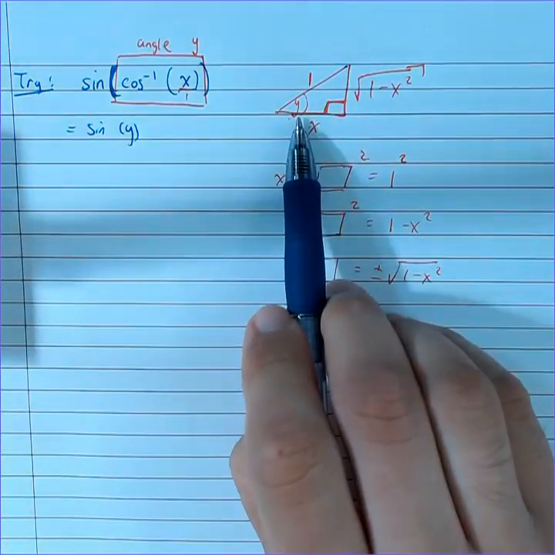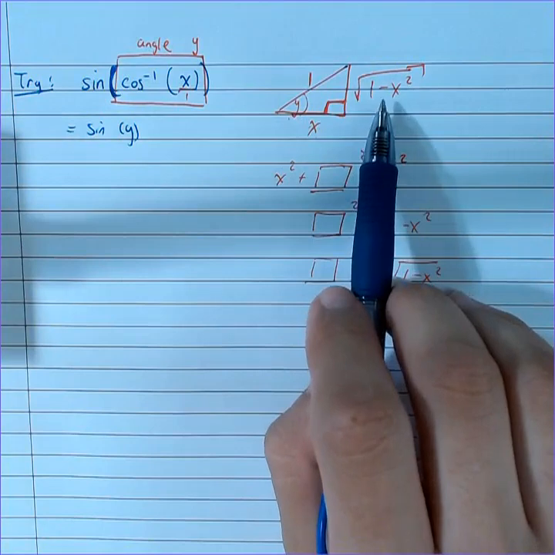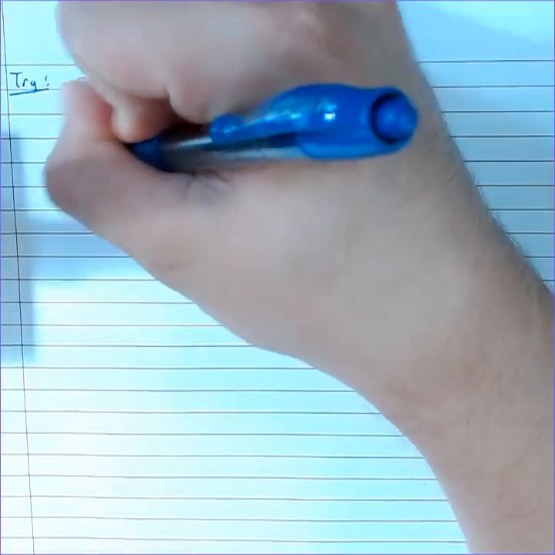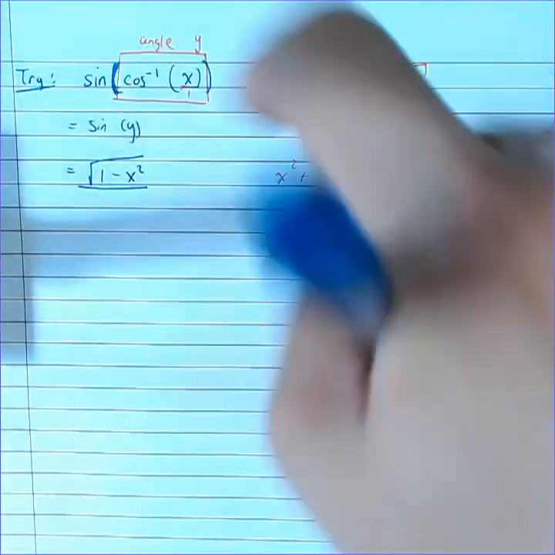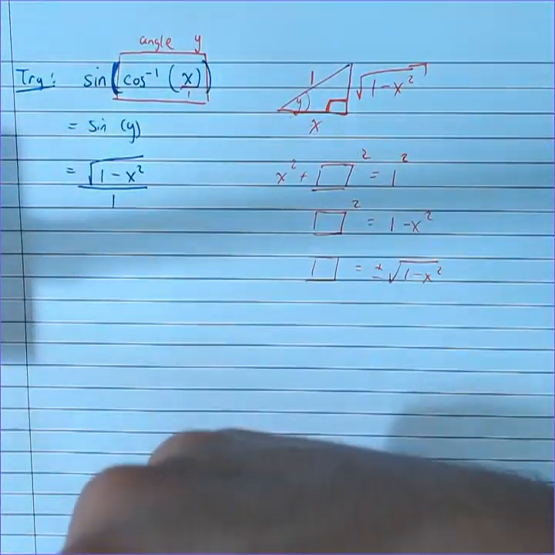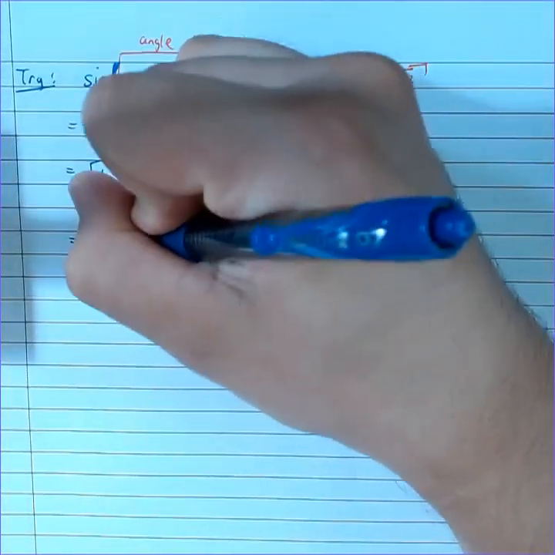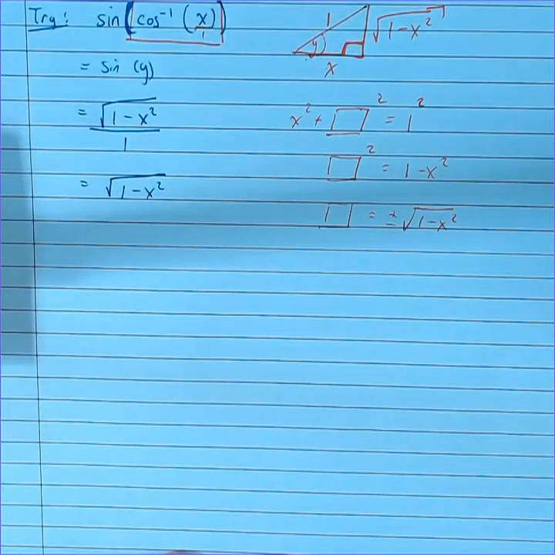Oh, well, there it is. And the sine is given by the length of the side opposite divided by the length of the hypotenuse. So that's going to be the square root of 1 minus x squared divided by the hypotenuse of 1. And of course, dividing anything by 1 is just itself. So here we can write that as just the square root of 1 minus x squared. And there we go. The sine of the inverse cosine of x is the square root of 1 minus x squared.